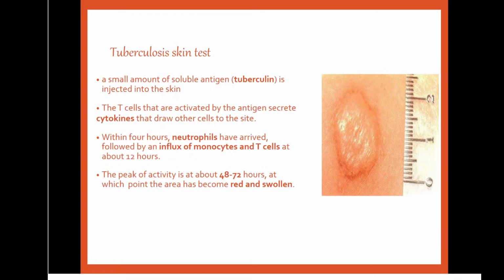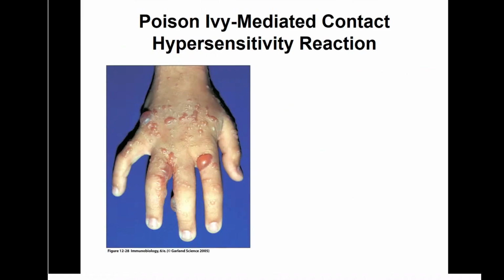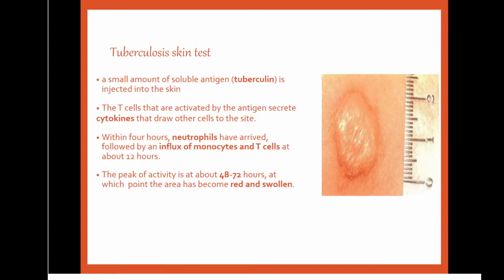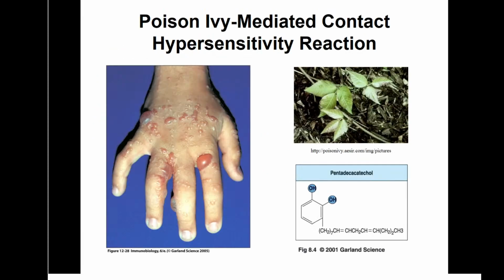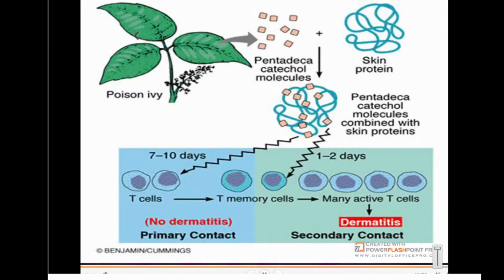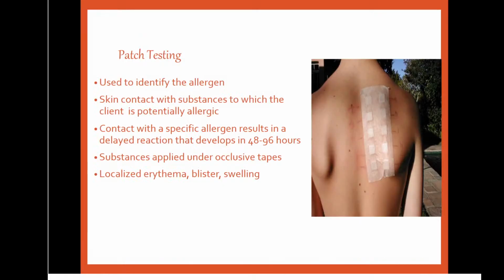Here the tuberculin skin test is the same. We have a reaction with the allergen that activates lymphocytes, and we can see the reaction in 72 hours. And poison ivy mediated contact hypersensitivity reaction. It's not an allergy, as you can see.